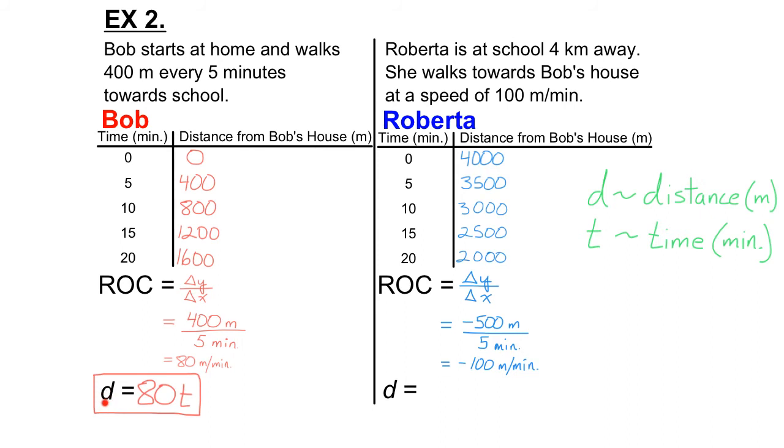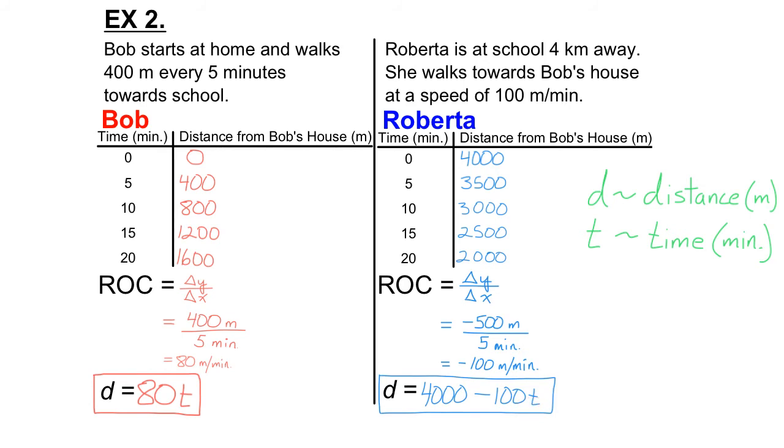So to calculate Bob's distance from his home, all we have to do is take his speed or his rate of change and multiply it by the number of minutes, the time. Roberta, on the other hand, is traveling 100 meters every minute towards Bob's house, but she's starting 4,000 meters away. So to calculate her distance at any point in time, we know it's going to start at 4,000 and it's going to decrease by 100 meters every minute. So that would be how I would write that. Her distance starts at 4,000 meters and it decreases by 100 meters every minute. 4,000 minus 100t.